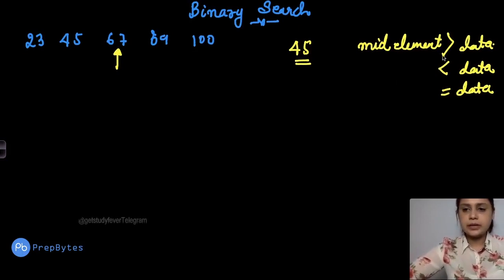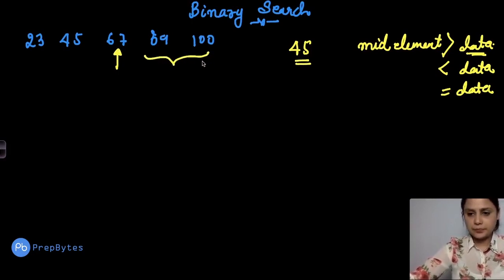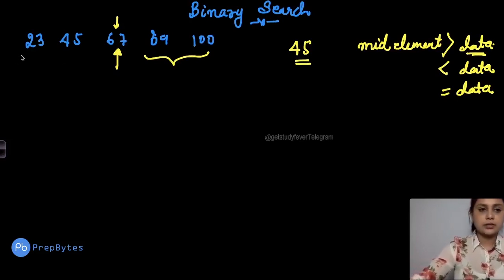Now let's see what happens in these 3 scenarios. Let's say if the mid element is greater than data, let's say I have to find 67 and this is 45, which I can clearly see is not greater than the data. Now, is there any possibility that this element will be in this particular half of the array? No, there is no possibility, because all the elements after this particular element will be greater than it. So there is no point in searching that half. So I'll continue my search in the first half.